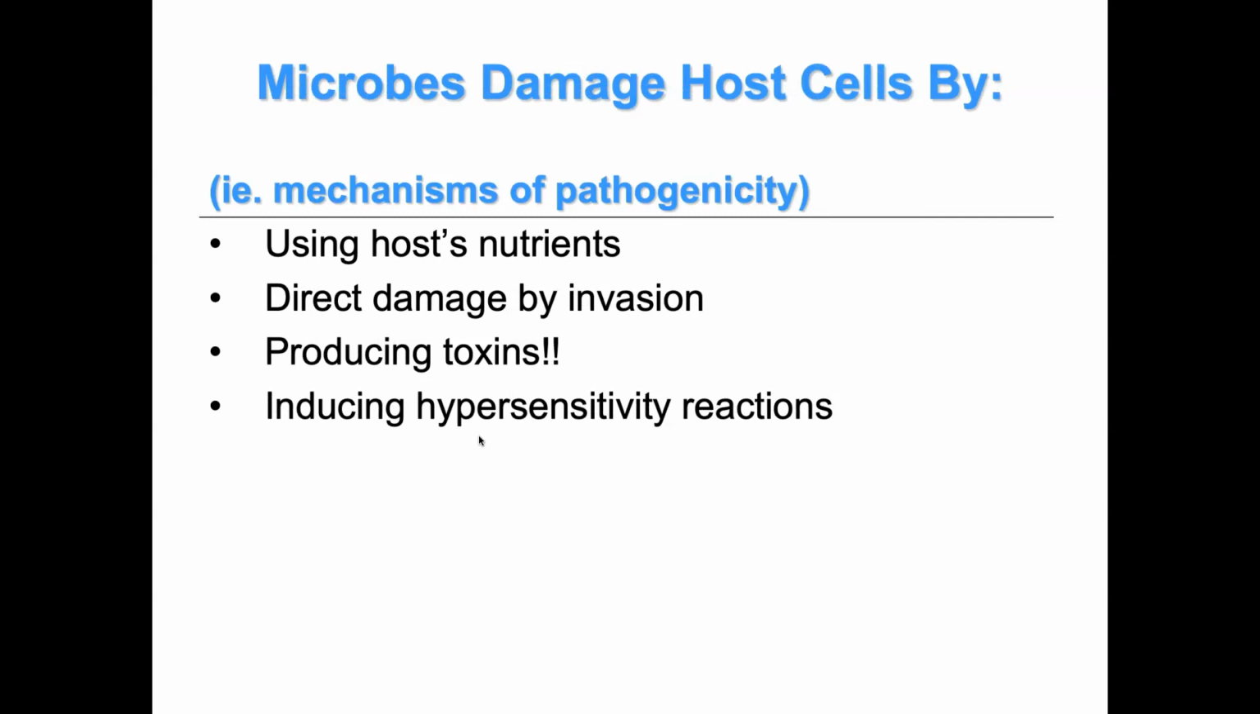Microorganisms damage host cells. How? The mechanism of pathogenicity. They can use host nutrients. That's how they can damage the cell. They can cause direct damage by invasion, their sheer numbers. They can produce toxins like the ones I just mentioned. We're going to get into the specifics of the toxins in just a little bit. They can induce hypersensitivity reactions as well, right? So we're going to focus on the toxin production, and then I'll talk to you a little bit about the hypersensitivity reaction as it pertains to toxic shock syndrome.